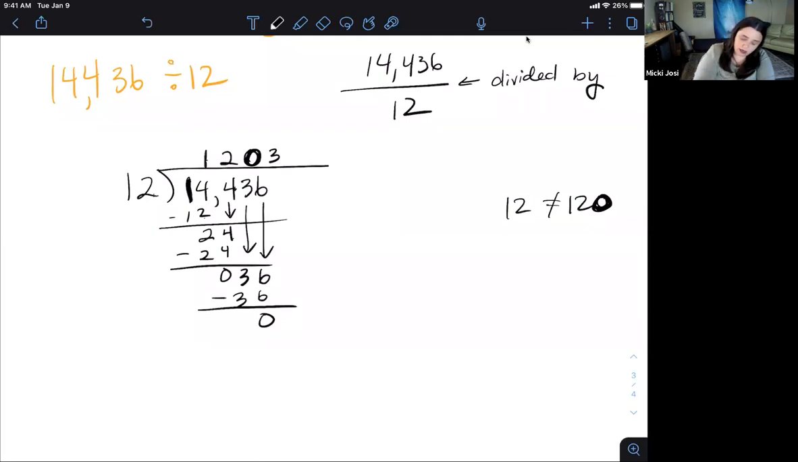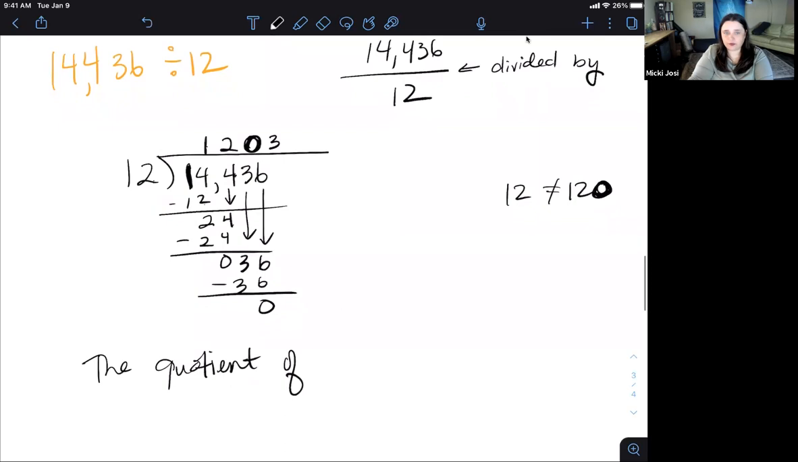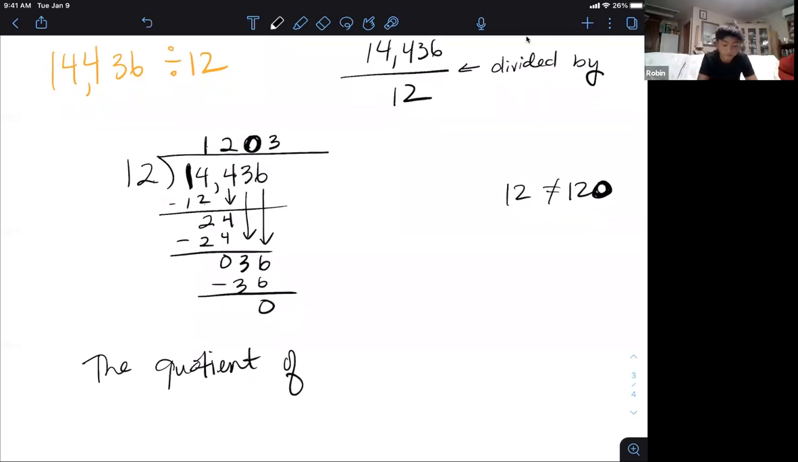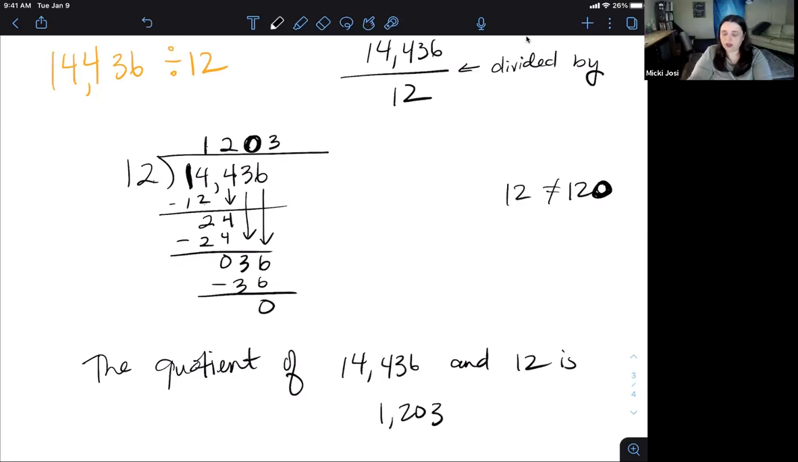So right here, we could say the quotient. How would you put it into a sentence? The quotient of 14,436 divided by 12 is 1,203. Yes, 1,203. Good.